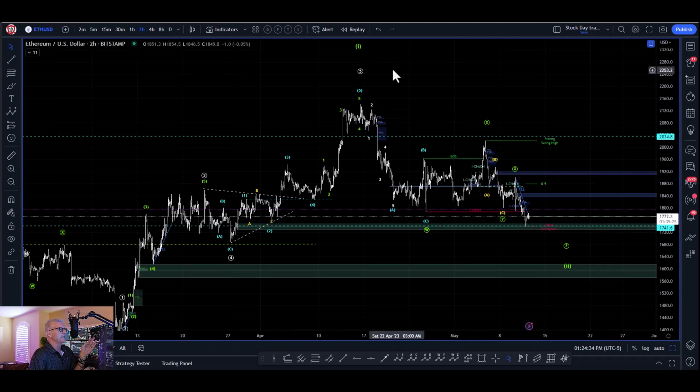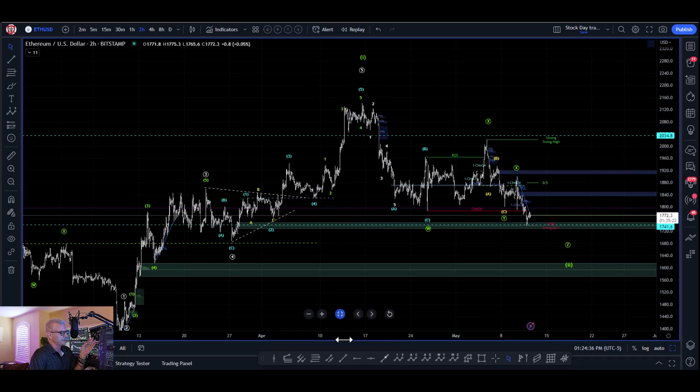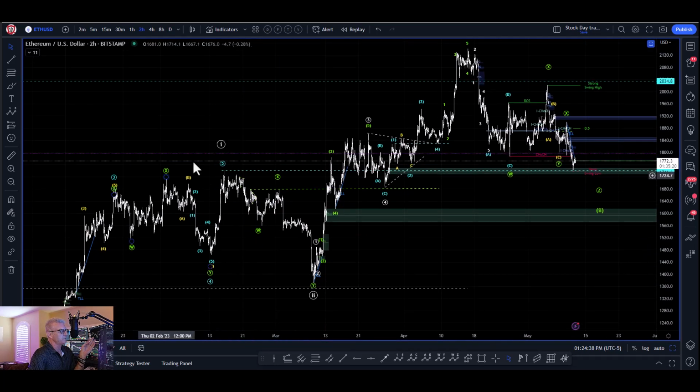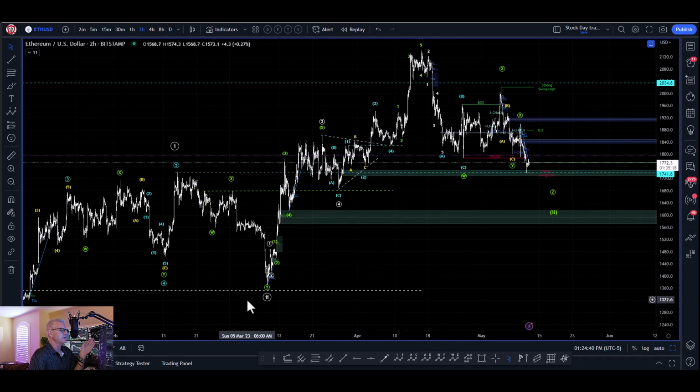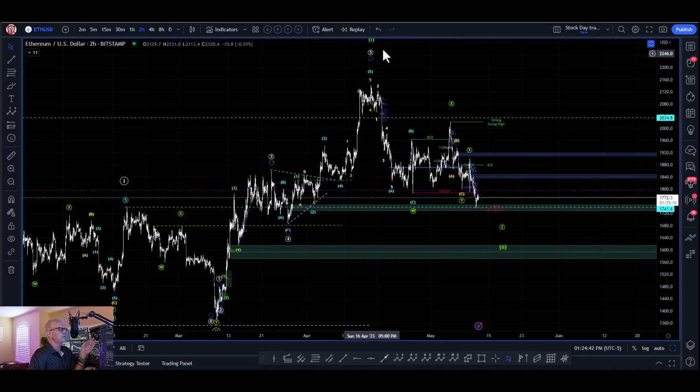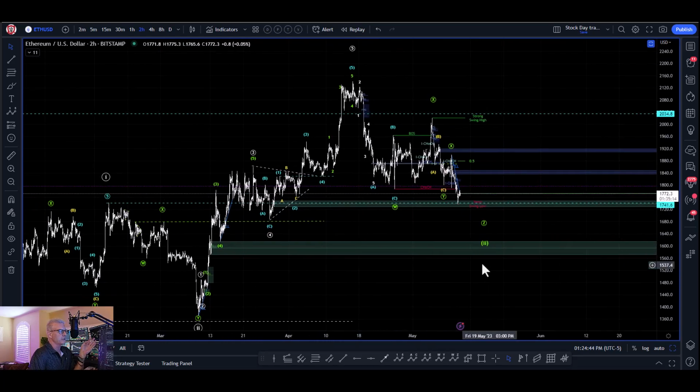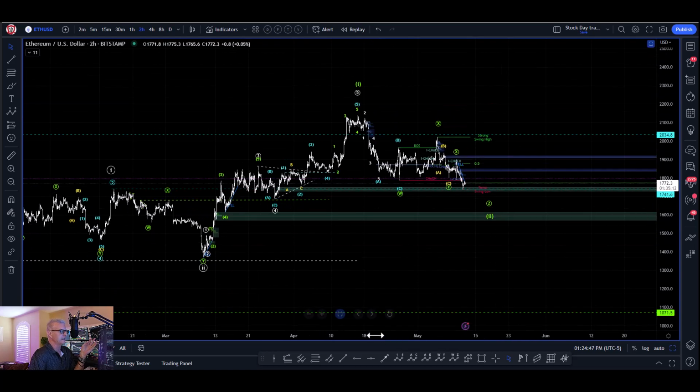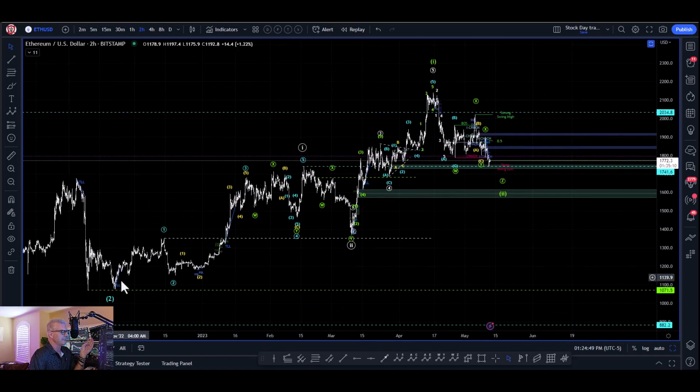Okay, let's get over to ETH here. Still working on the assumption that we completed an impulse here. So we've gone 1, 2. This is much like Bitcoin, but same thing. 1, 2, 3. Did we complete a 1 here? And if so, are we working on the 2? Well, that would make sense, right? That would be your first thought, right?